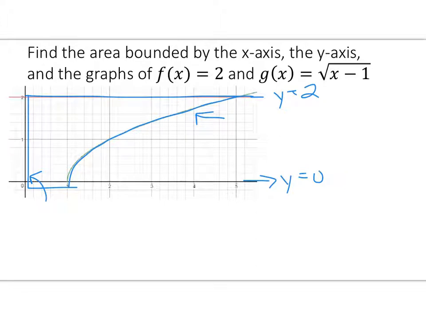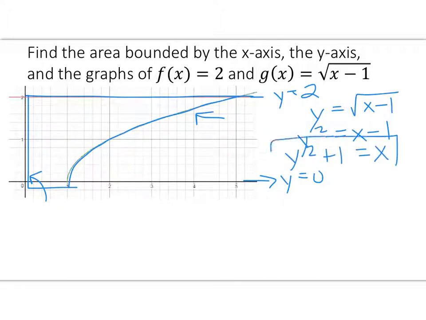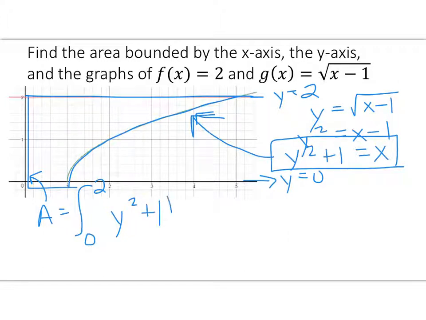The trick here is I have to write the function in terms of y instead of x. So for our g of x, if I call that y, I have y equals the square root of x minus 1. I need to solve for x. So I'm going to say y squared equals x minus 1. So I have y squared plus 1 equals x. So this is this function right here. So to find my area, I'm going to do the integral from 0 to 2. My top function is y squared plus 1 minus the bottom function, which is 0. And I'm doing that with respect to y.